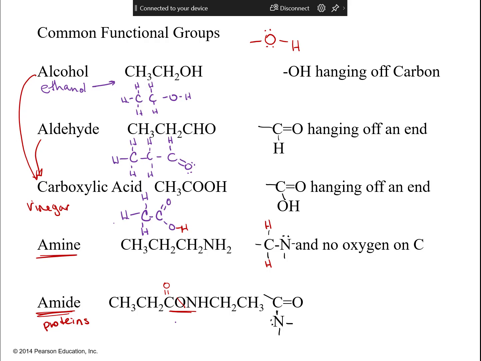The amide is usually found in the middle of the chain. Amines can be in the middle or on an end, but the kicker with the amine is there's no oxygen on any adjacent carbons. So any carbon the nitrogen is attached to does not have any oxygens on it. Notice how the amide has an oxygen attached to the carbon that it's attached to. So the nitrogen will always have a carbon with the double bond oxygen attached to it.